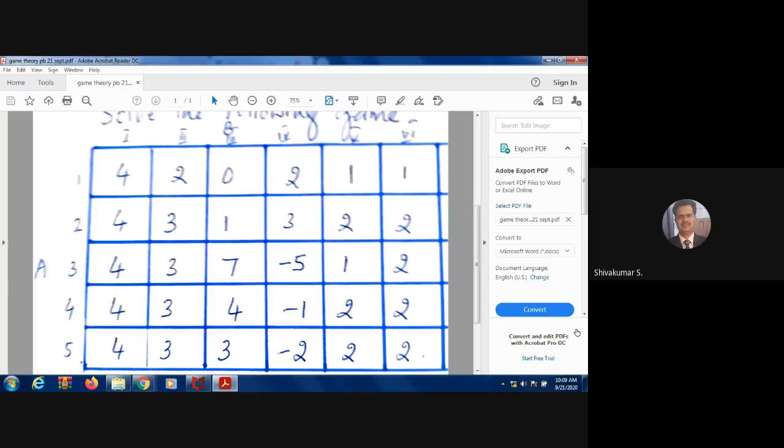And player B, we assume, is a loser. He's going to lose the game. So he's trying to minimize the maximum loss. That's why he's going to use the principle called minimax. Anyway, he's very sure that he's going to lose the game, so he's trying to minimize the maximum loss. That's why it's called the minimax principle for player B and the maximin principle for player A.